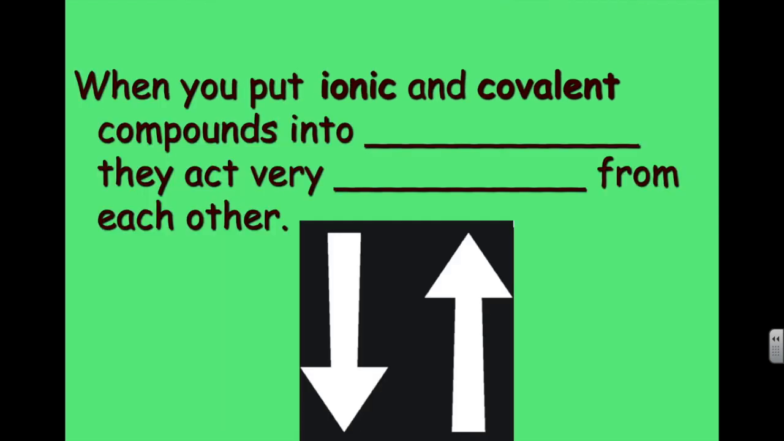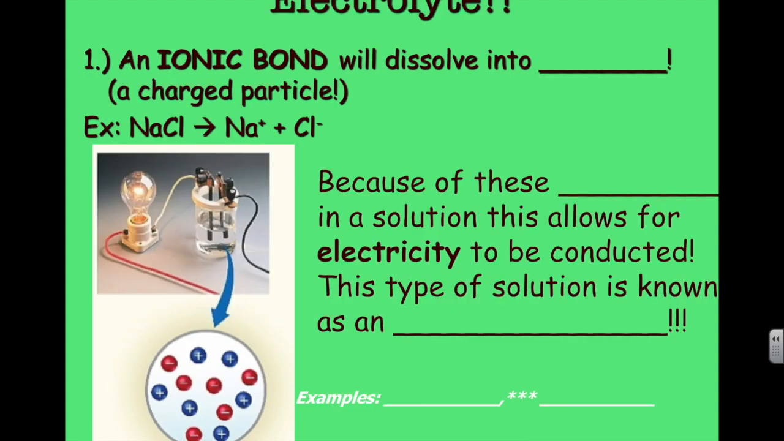All right. So when you put an ionic compound and a covalent compound into water, they will act very, very differently. An ionic bond will dissolve into ions. Imagine that. So if we have our net ionic equation here where we have NaCl and it turns into Na+ and Cl-, those ions are just swimming around in a homogeneous solution, right? Because of these ions in a solution, this allows for electricity to be conducted.